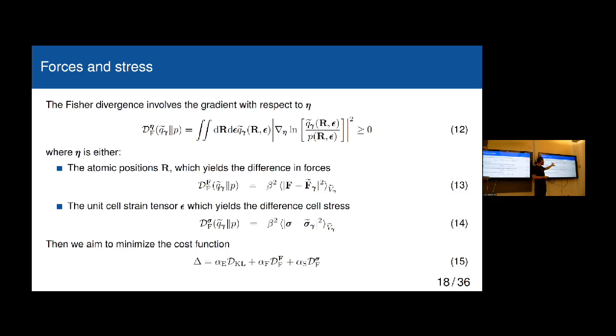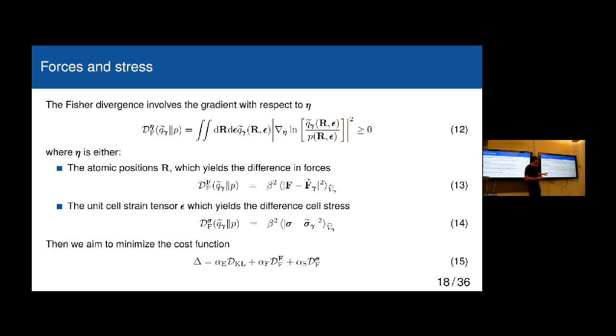Yes. So the Fisher divergence. It's defined like this. It looks a bit like the KL divergence, but here we're taking the gradient of this log with respect to some parameter eta, and eta is either the atomic positions or the cell strain, so the deformation of the cell. If we take the gradient with respect to the atomic positions, we can show that this is actually computing the difference in the forces between the reference and surrogate system. And if we take the gradient with respect to cell deformation, this is the difference in the stress.